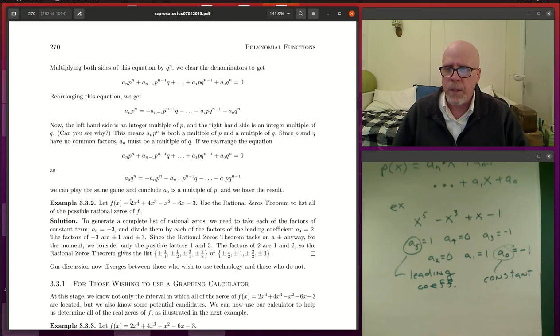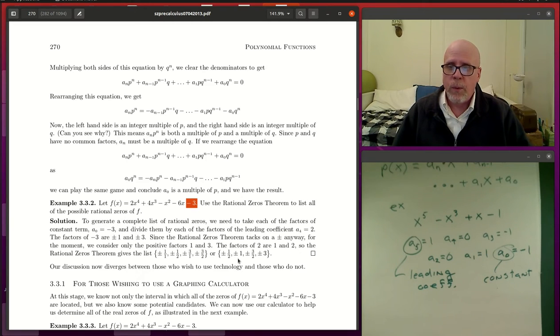But here you go. Here's a polynomial, 2x to the fourth, 4x cubed, minus x squared, minus 6x, minus 3. The leading coefficient is 2, and the constant term is minus 3. So what are all the possible factors of 2 and of 3? The minus isn't really going to enter into it, because we already are going to do a plus or minus in the rational zeros theorem. Well, there aren't that many, right? Because both of those numbers are primes. So a factor of 2 is either 1 or 2, and a factor of 3 is either 1 or 3.